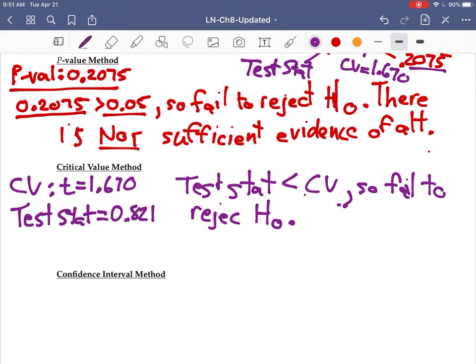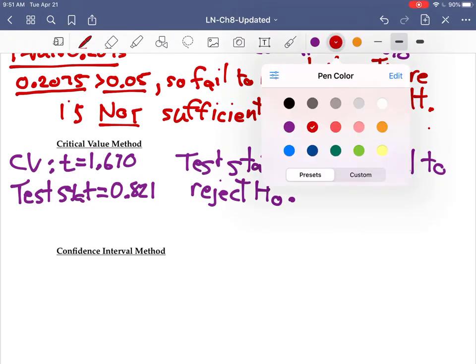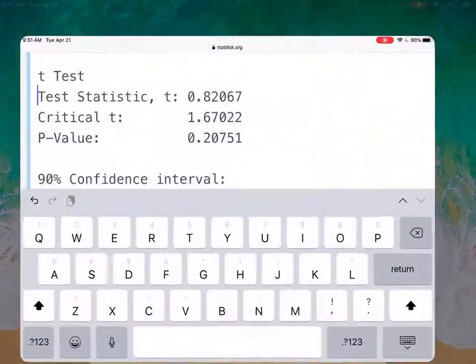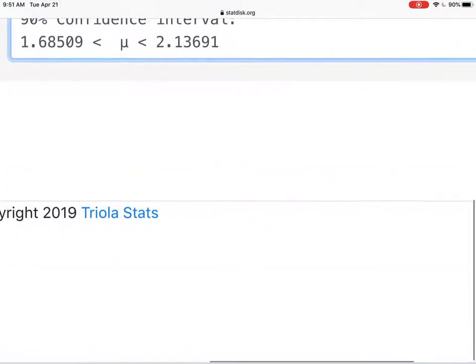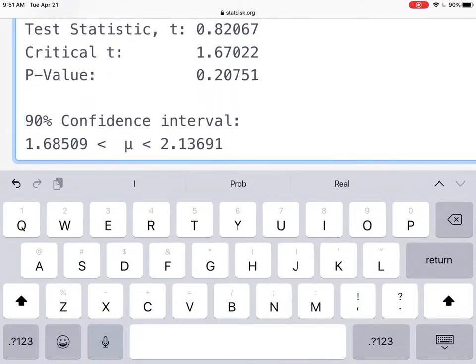And let's look at a third method to do the same thing. Our third method is the confidence interval method. Let's again jump back to StatDisk. There at the bottom, we have the confidence interval that's given. Notice they gave us a 90% confidence interval. We'll talk about that in a minute. But our confidence interval is 1.685 to 2.137.